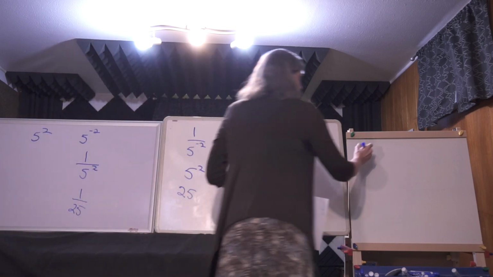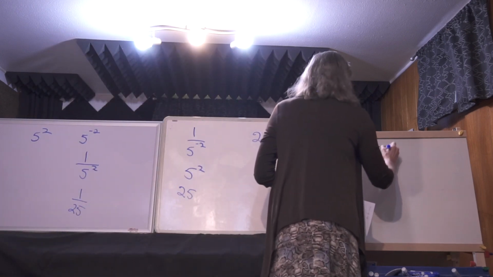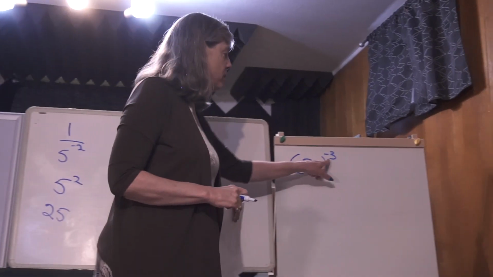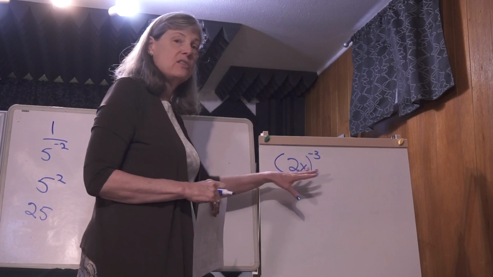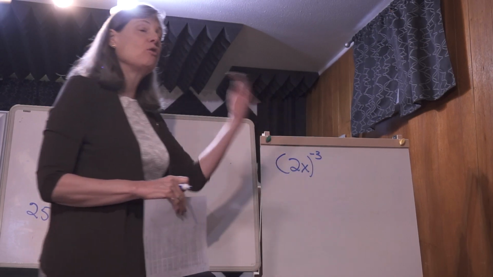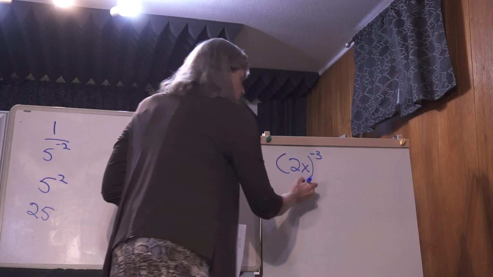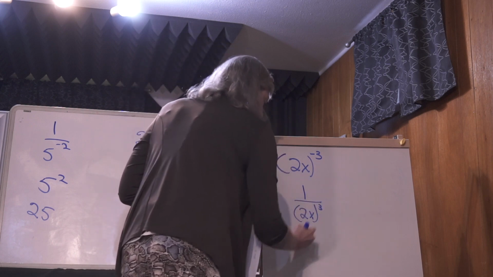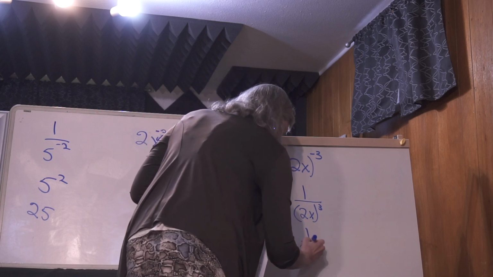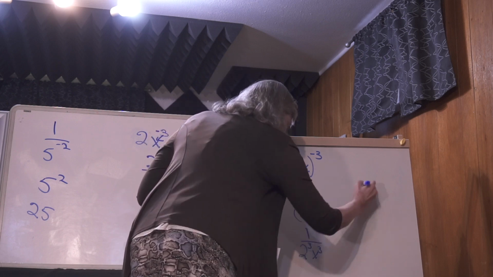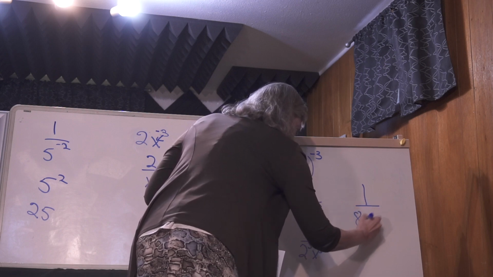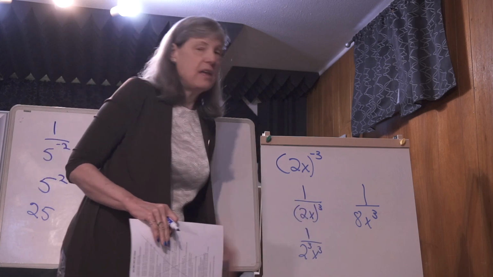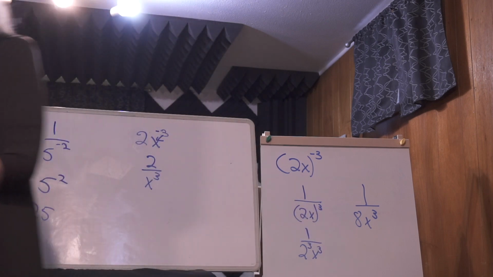If this had been like this, now the 3 reaches out and is touching the parentheses, so the negative 2 is our base, so all of that gets to move. There's nothing left in our numerator, so we leave a 1. And do all the calculations, and that's what we end up with for our final answer.